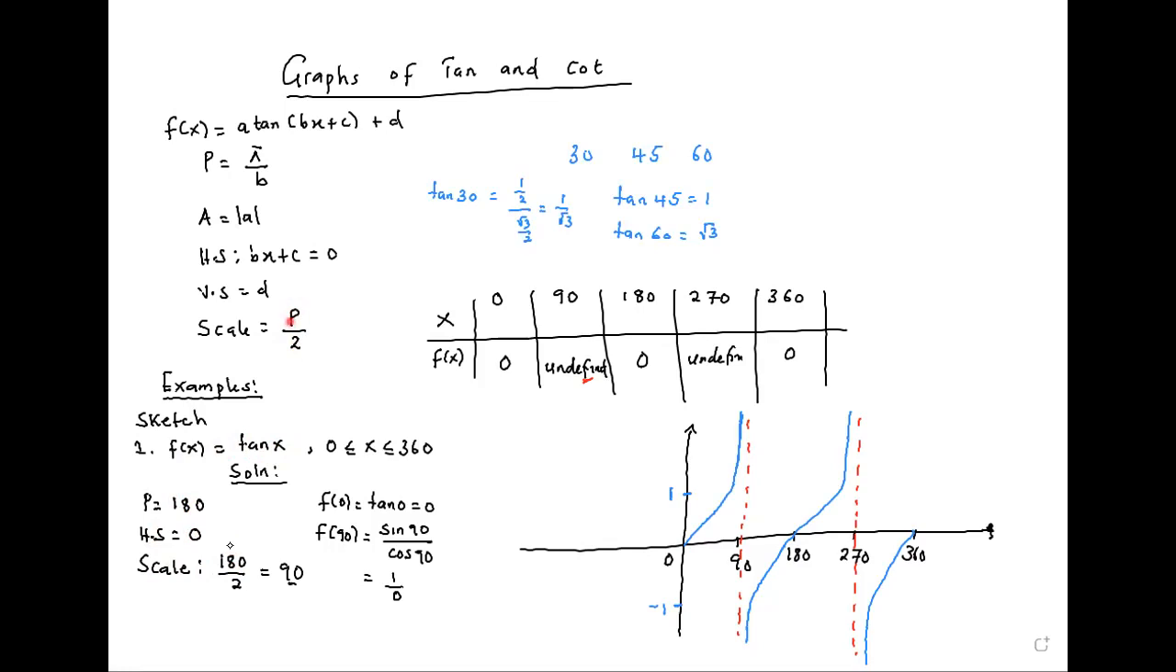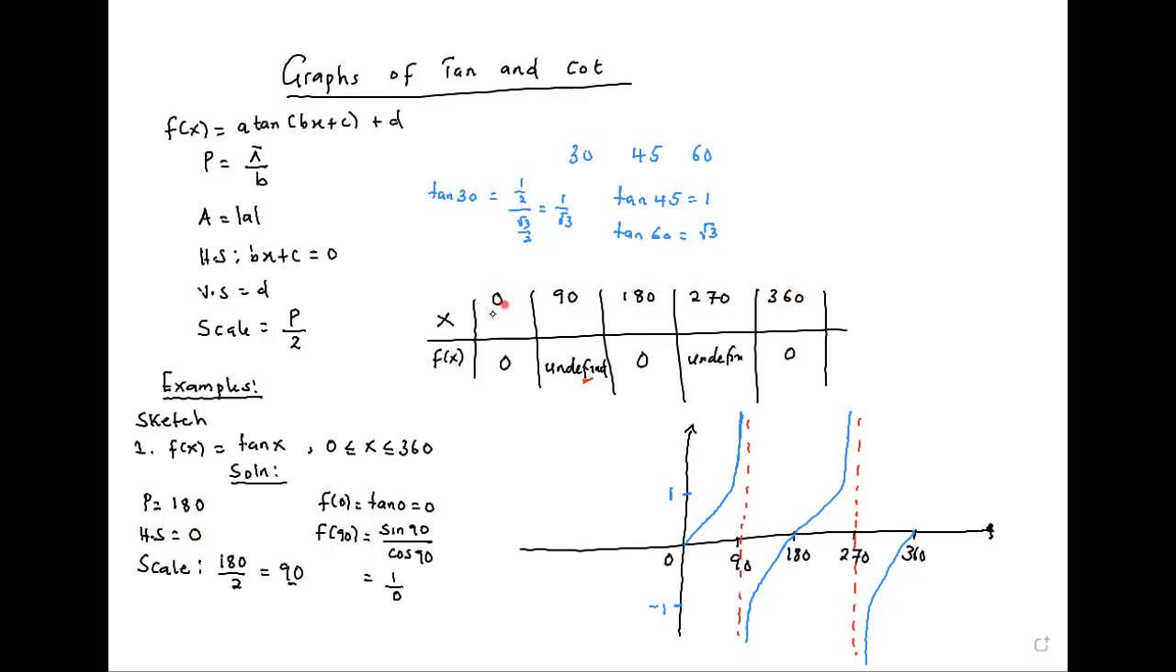So we have period over 2. As we said, you divide the period by 2. So we get 90. Always we start from the horizontal shift. So for the horizontal shift, we put a 0 here, and then add the scale 90, add the scale 90, add the scale 90, up to 360.